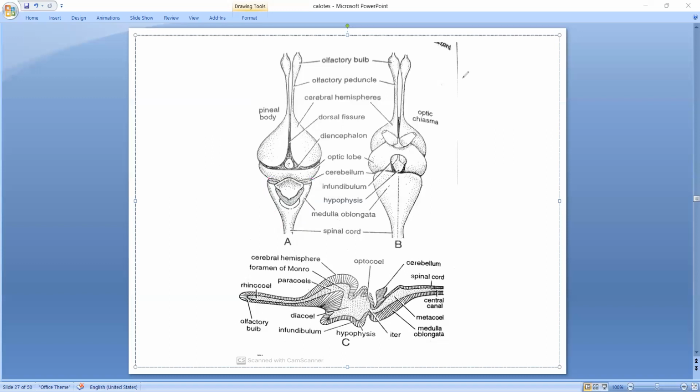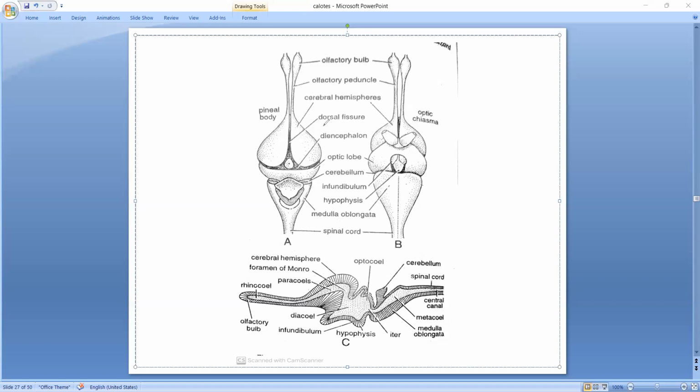amphibian brain, the reptile brain is more advanced. Okay, here the cerebral hemispheres are bigger than the amphibian brain, whereas these olfactory lobes are smaller than in the fishes and amphibians. Okay, so the cerebrum is the actual brain which thinks. So the reasoning all takes place in the cerebral hemisphere or cerebrum. So the more developed the cerebrum, the more advanced the animal.